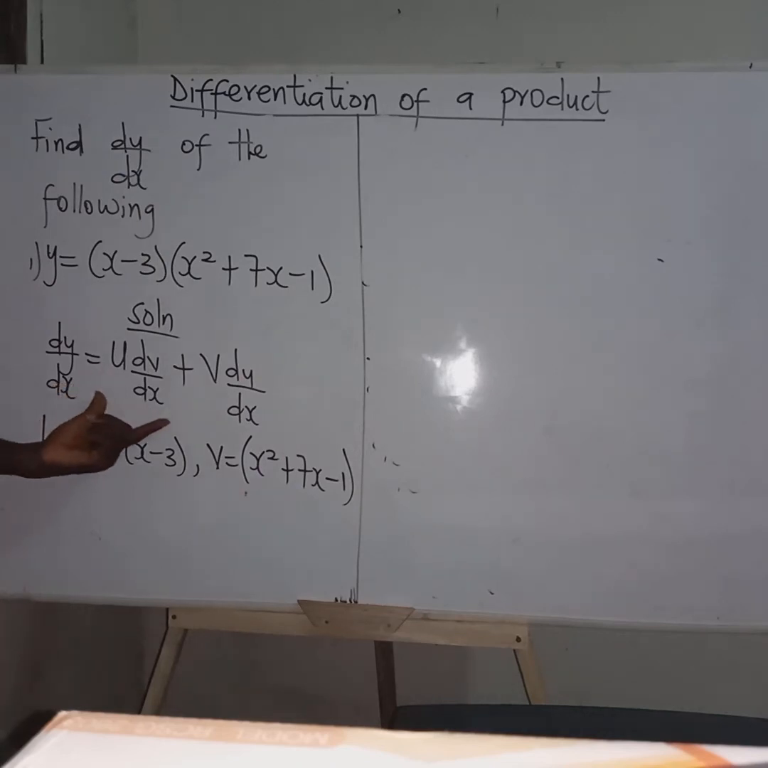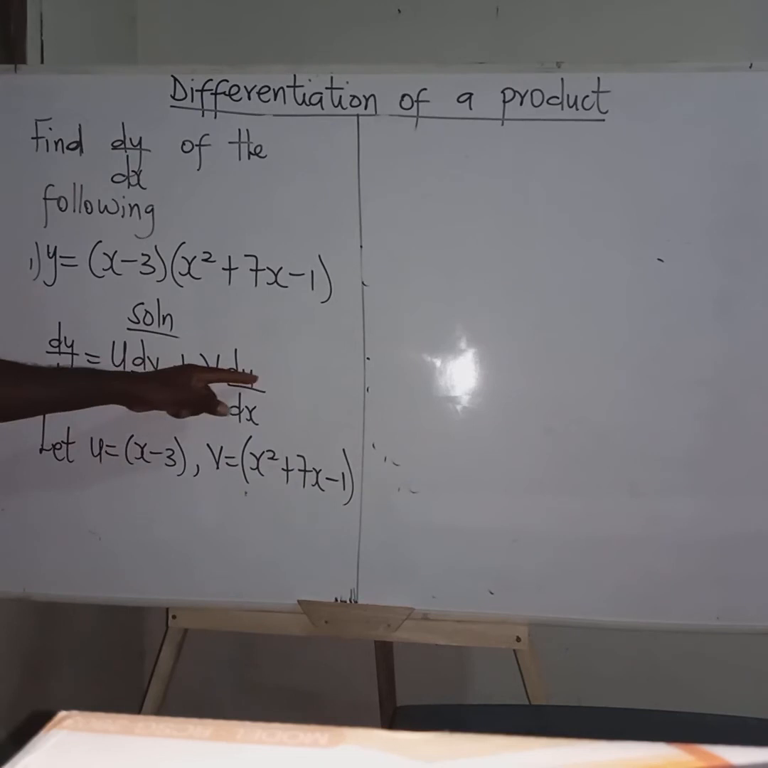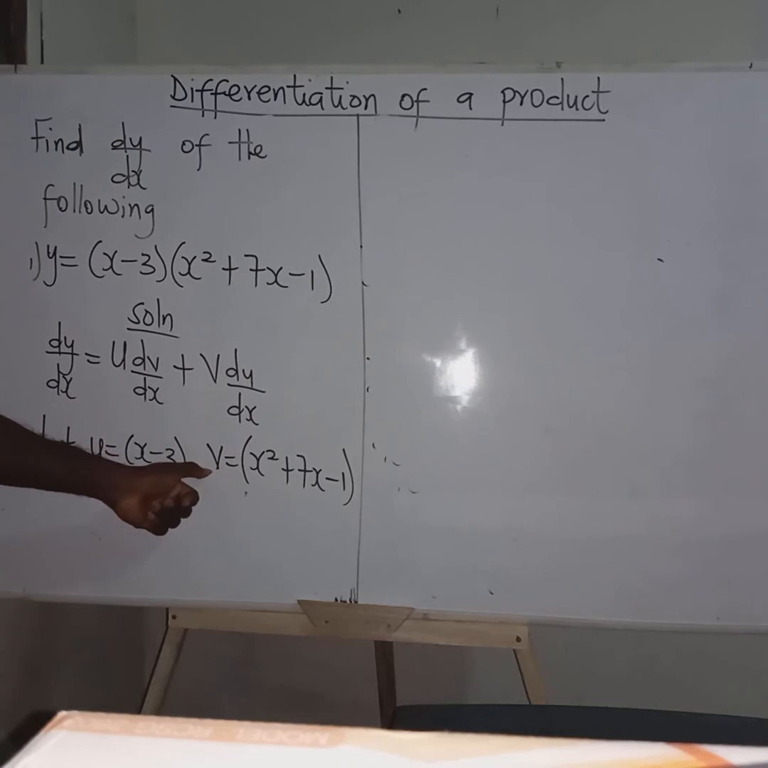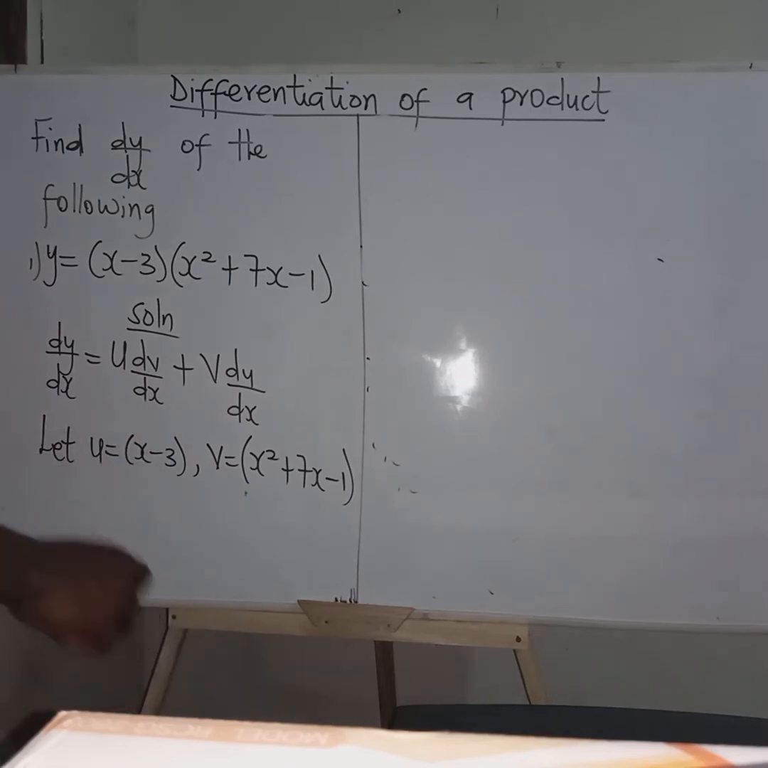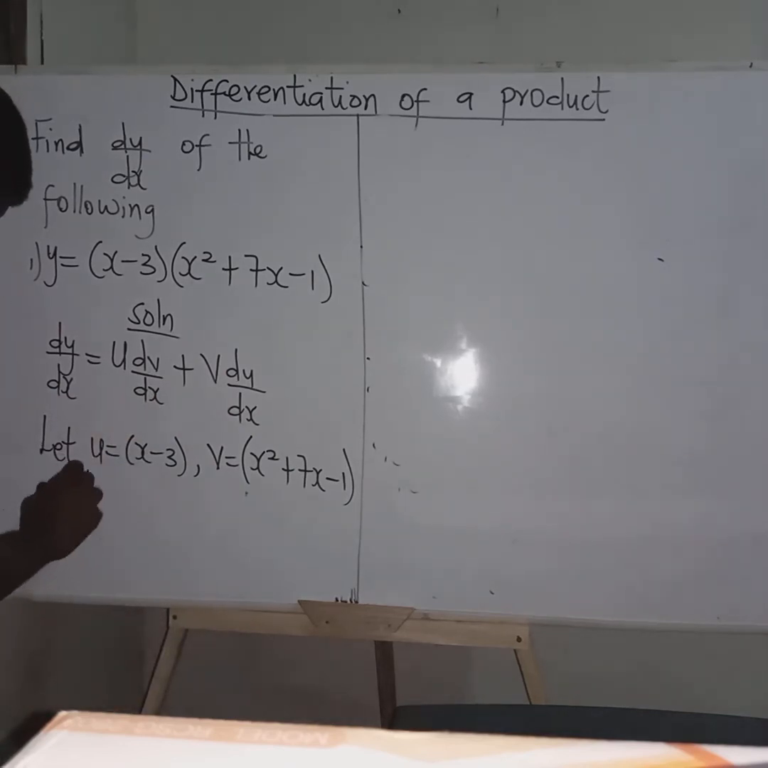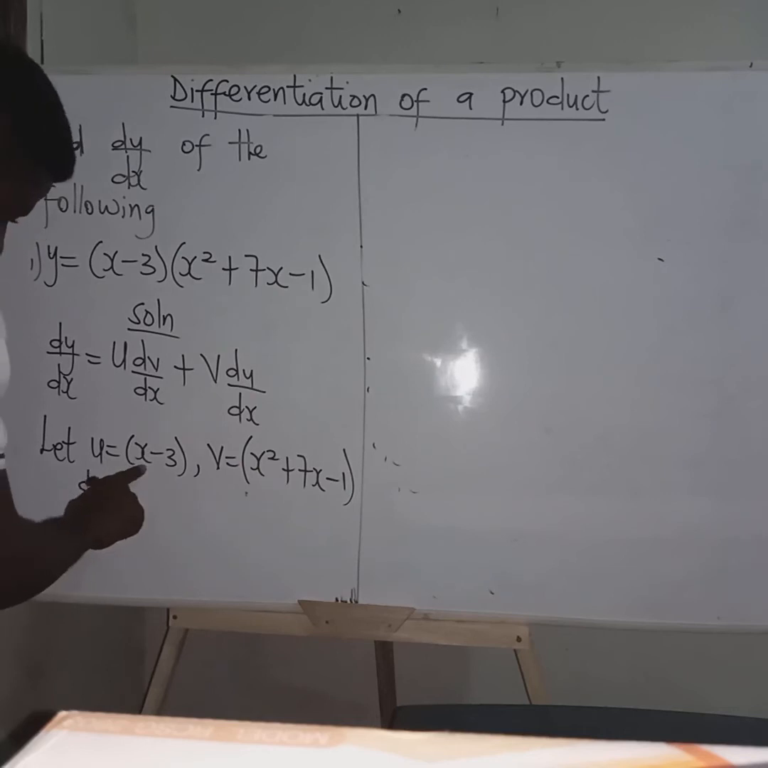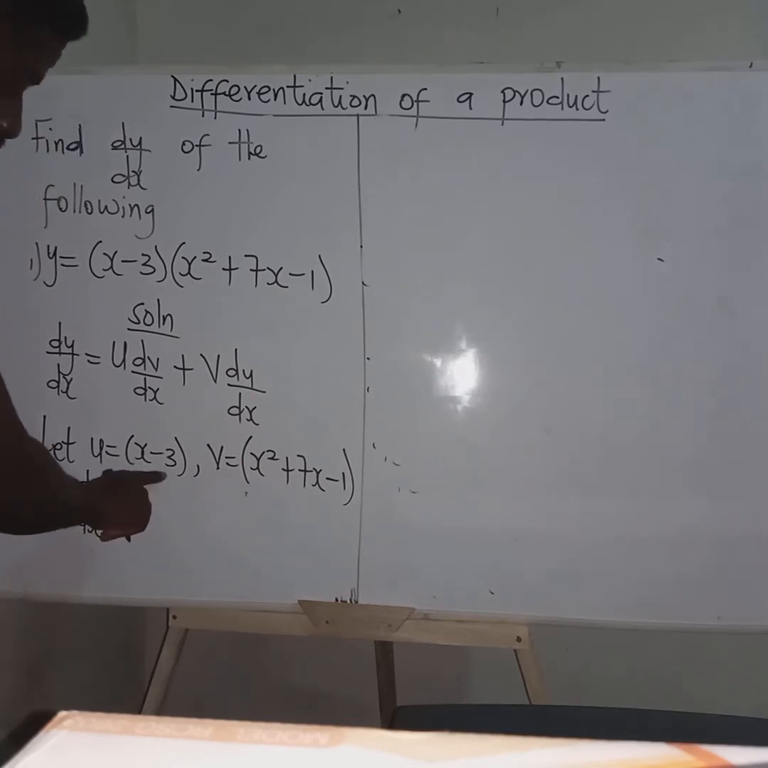In our product formula, we will need dv over dx, and we also need du over dx. So it means we need to differentiate u with respect to x and differentiate v with respect to x, so that we can substitute them back into the product formula. So let's differentiate them. du over dx: when you differentiate x, you get 1. When you differentiate negative 3, you get 0, because the 3 is a constant.